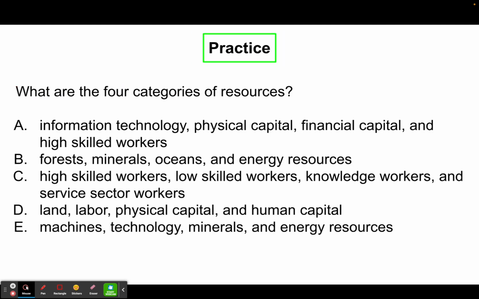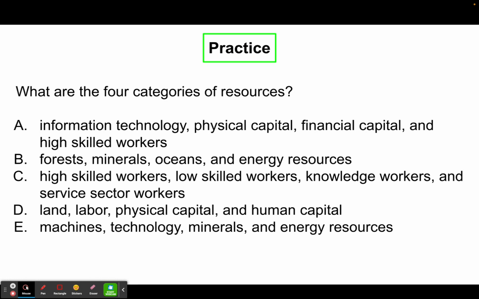So, before we move on to the next section, what I like to do as we end a subsection of the topic is to have a practice question, just so you can check your understanding and see if you're picking up what we're talking about. So, go ahead and pause the video for a second, read over the question, and then see if you have the correct answer.